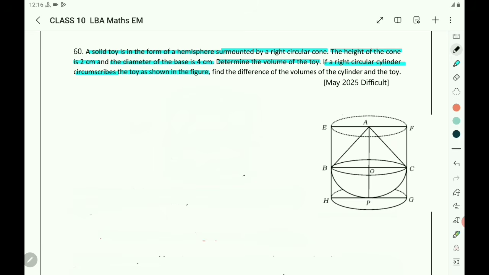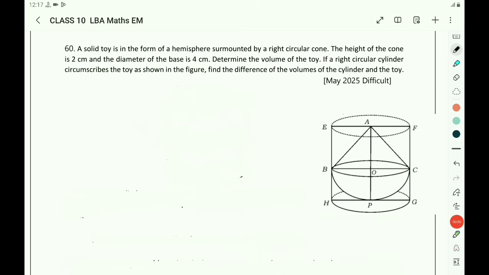Then what we have to find out? We have to find the difference of the volume of the cylinder and the toy, means volume of the cylinder minus volume of the toy. What is the height of the cone? Height of the cone is AO. From A to O is the height of the cone. How much is it? It is 2 centimeter. So you take AO is equals to 2 centimeter.